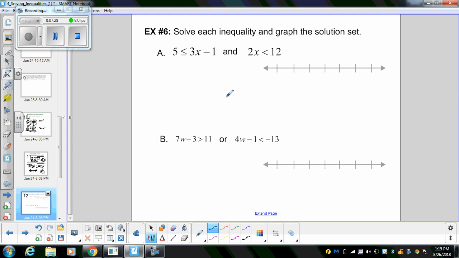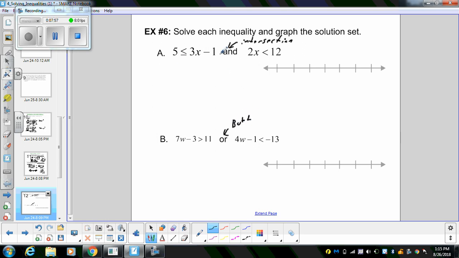Alright, example 6. Solve each inequality and we're going to graph the solution set. When you see and or, that doesn't mean you solve this one or you solve this one. You have to solve both of them. And just remember that and is the intersection, and or could be both.